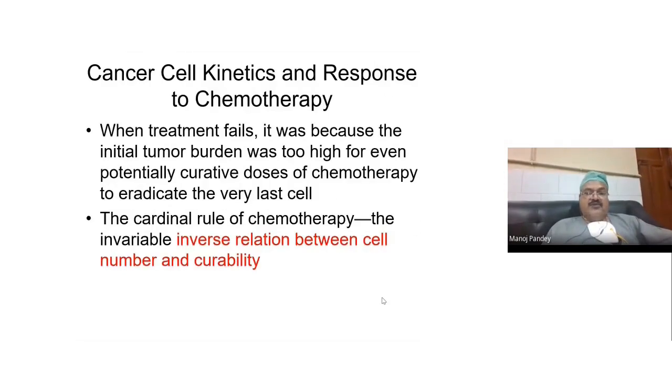So basically, from the Gompertzian curve and the cell kill theory, one line that you should understand is that there is an inverse relation between cell number and curability. So higher the number of cells, less the chance of curability. Less the number of cells, higher the chance of curability. That means if you intervene and treat the cancer early, you have better chances of cure rather than intervening later and trying to treat the patient. So when the disease is already metastatic, tumor burden is higher, the chance of cure is almost negligible.